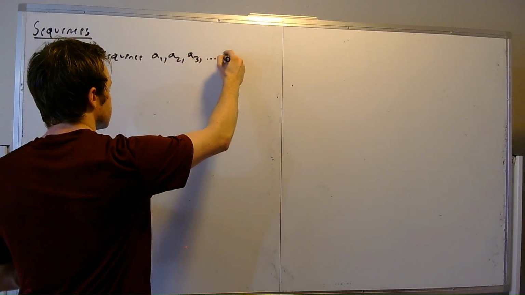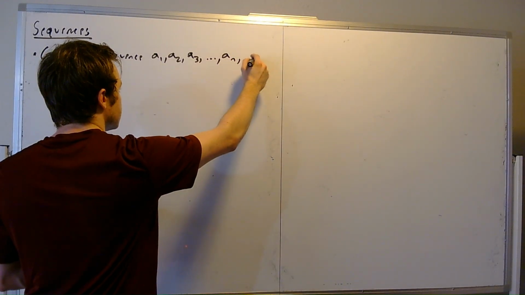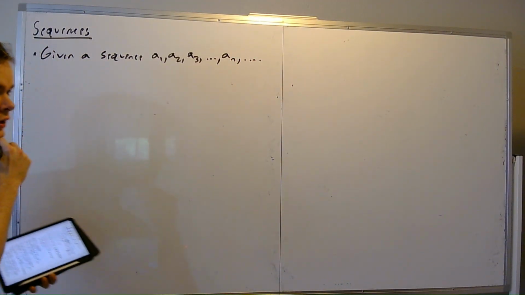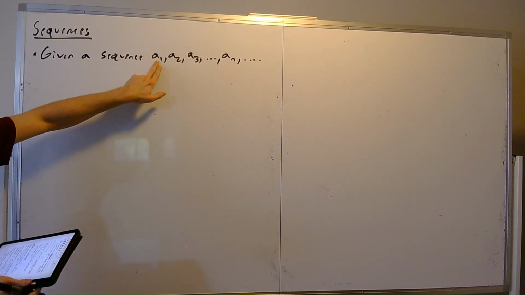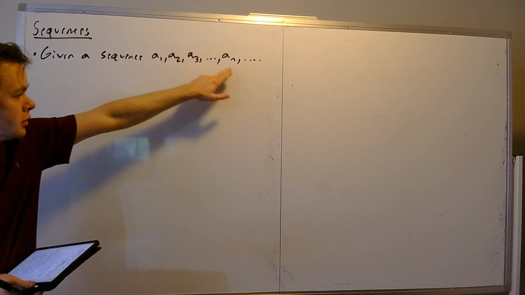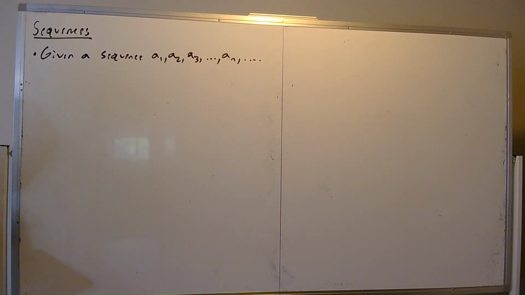You keep going until you get to, let's say, AN, then you just keep going, right? So this is an infinite sequence. It just goes on forever, just an infinite list of numbers. And I'm just giving the numbers, the entries names, right? So this is entry 1, this is entry 2, and so on. Okay.